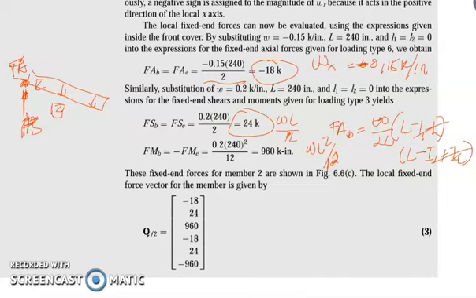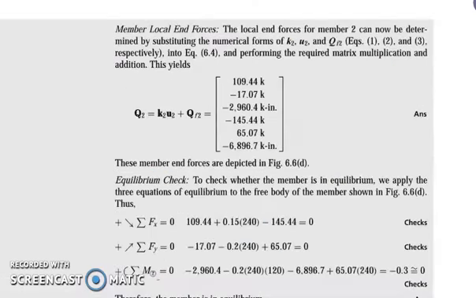So therefore, if we write the member fixed end forces for member 2 in matrix form, we have the values negative 18, 24, 960, negative 18, 24, and negative 960. Therefore, for our member end forces in the local coordinate system for member 2, we simply substitute into the equation Q equals k times u plus Q sub f. That is, Q sub 2 equals k sub 2 u sub 2 plus Q sub f sub 2. If you substitute and simplify, you have the value for our member end forces in the local coordinate system.